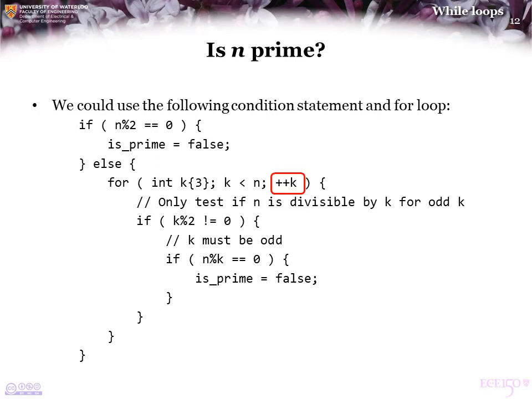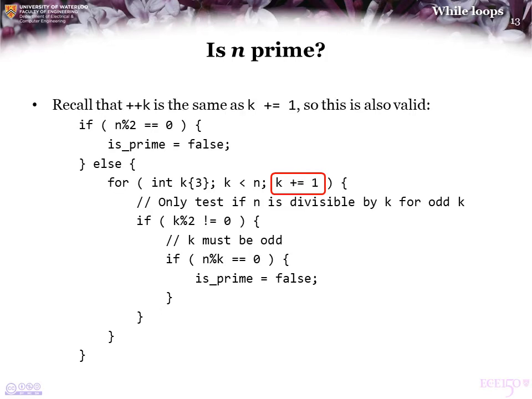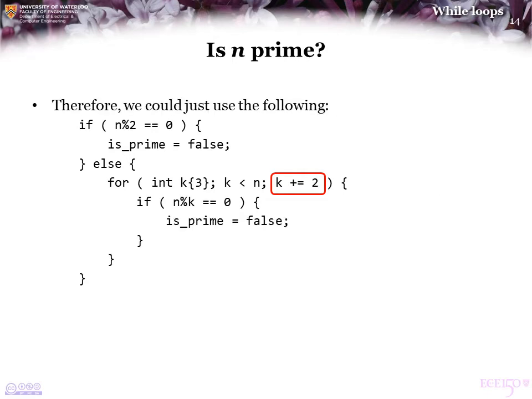Let's take a look at this statement here. Plus plus k, that's the only thing we've used up until now. But from the previous talk on assignment operators, you know that plus plus k does exactly the same thing as k plus equals 1. So instead of having plus plus k there, we could include the statement k plus equals 1. But if we can include k plus equals 1, could we just not have k plus equals 2 instead?